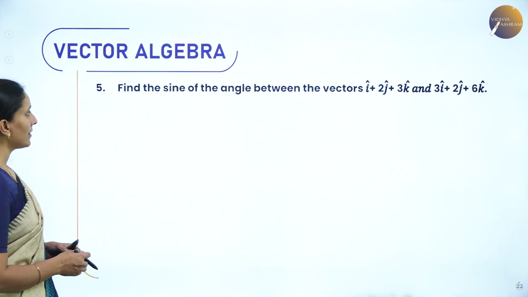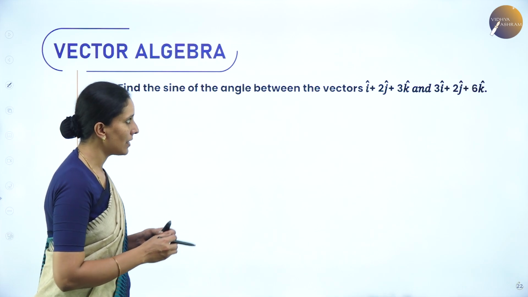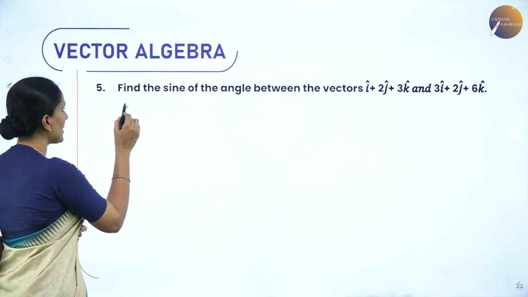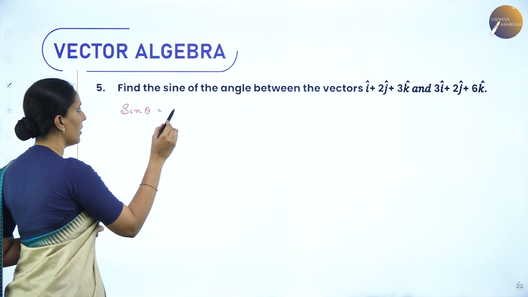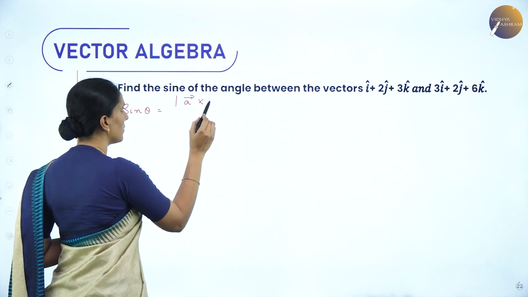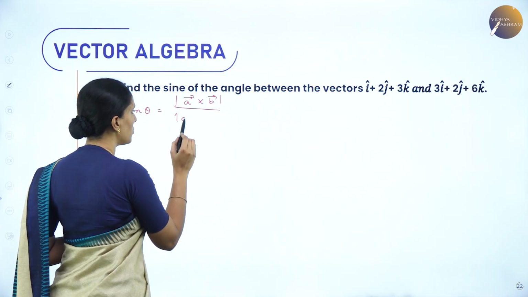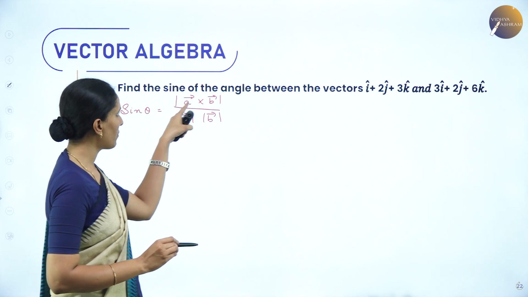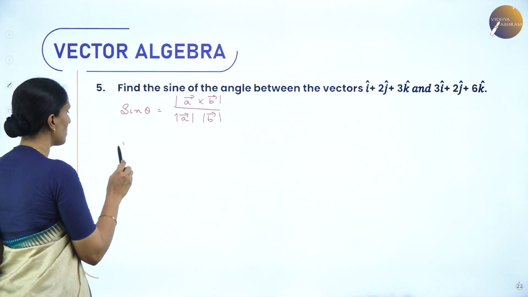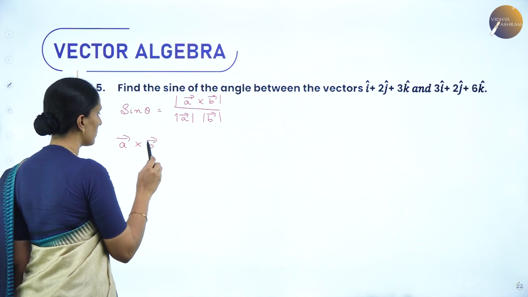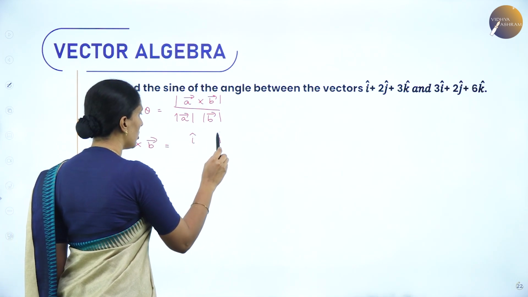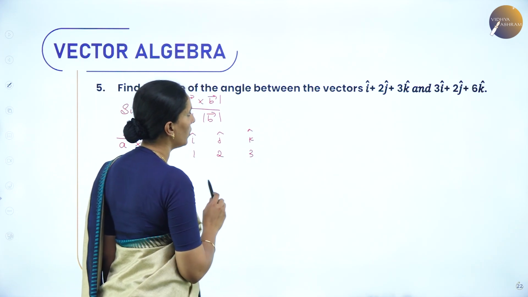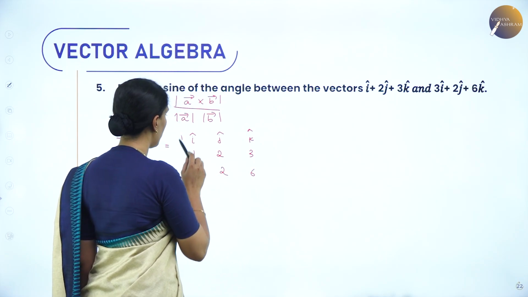Next question. Find the sine of the angle between the vectors i plus 2j plus 3k and 3i plus 2j plus 6k. So we know that sine theta is given by modulus of A cross B divided by magnitude of A and magnitude of B. According to the formula, first let's find what is A cross B. So A cross B is equal to the determinant with i, j, k in the first row, second row 1, 2, 3, third row 3, 2, 6.